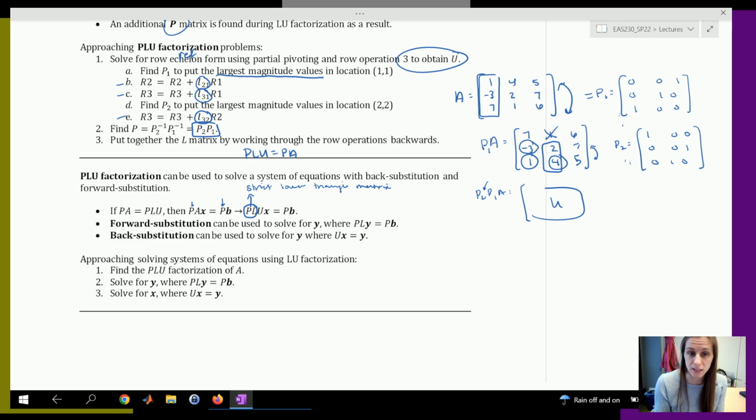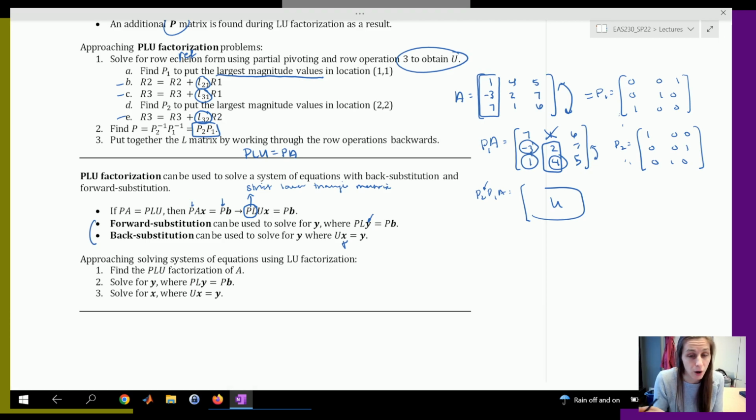But then the same process applies as we did. We do forward substitution, back substitution. So PLY equals PB, where we solve for Y. Once we have Y, we can plug that into the fact that UX equals Y and solve for X. And there we go.